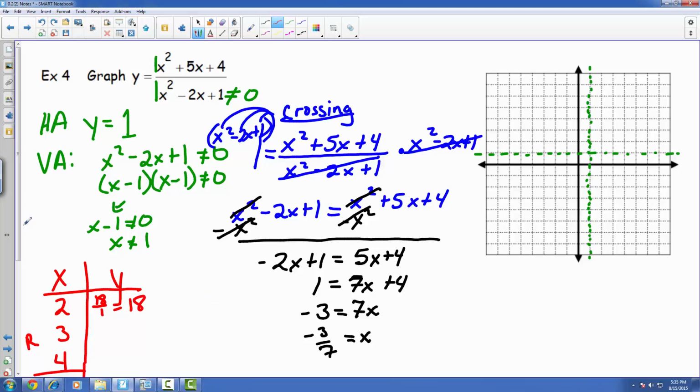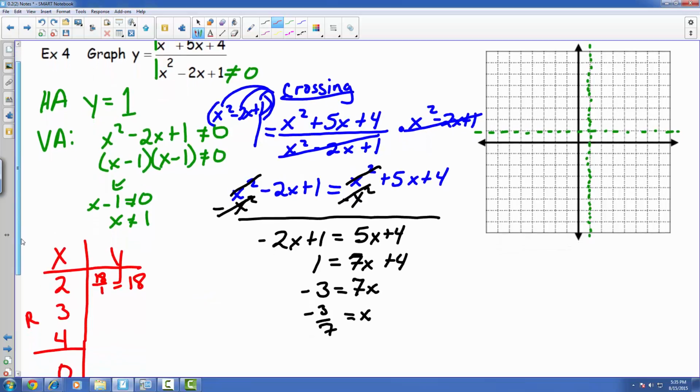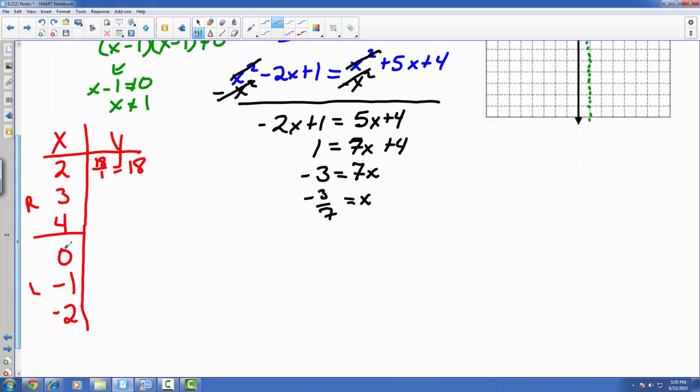I'll spare you the details. I think you can plug and chug or use the calculator to graph this. When you try throwing in 3, you end up with 7. When you plug in 4, you end up with 4 and 4 over 9. When you plug in 0, you just end up with 4 over 1, which is 4.